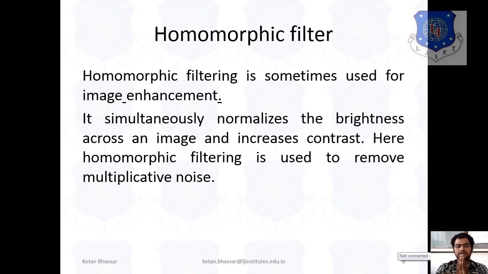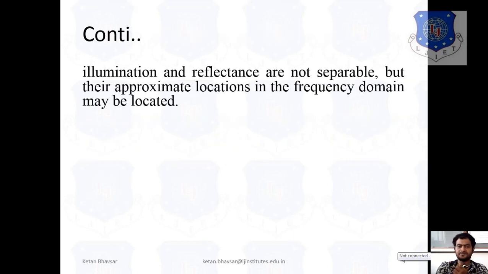It simultaneously normalizes the brightness across an image and increases the contrast. So when we're talking about increasing the contrast of the data, or trying to remove the frequency of the content, or increasing the data rate, the homomorphic filter is generally used to remove the multiplicative noise. So this filter is also used to remove different types of noises from the image.